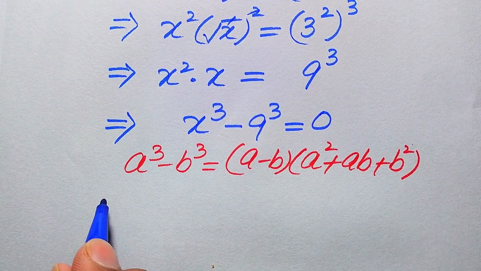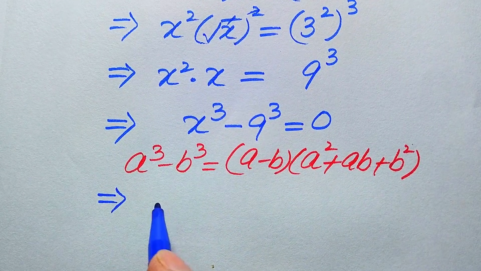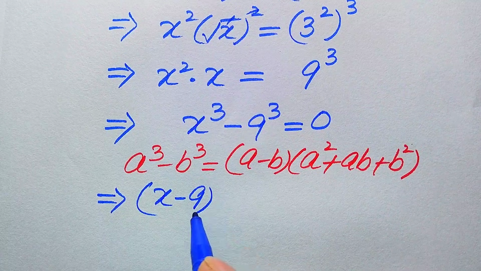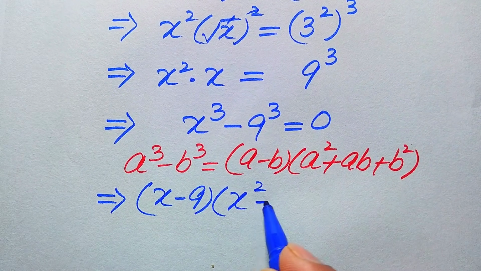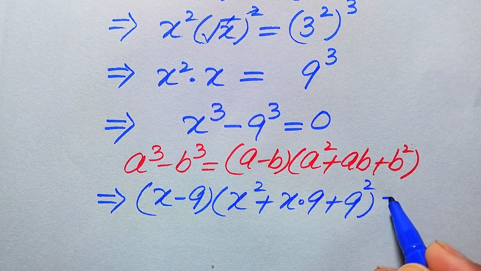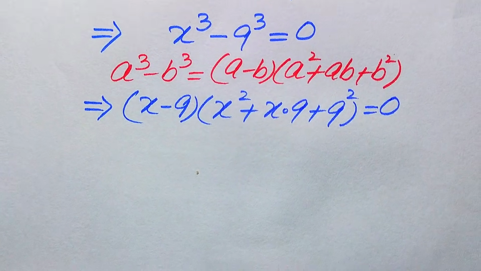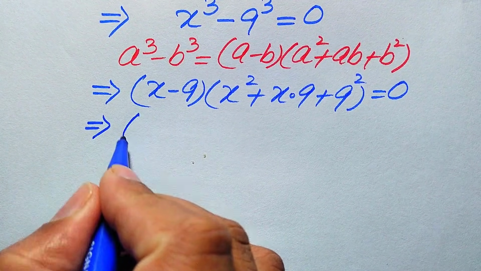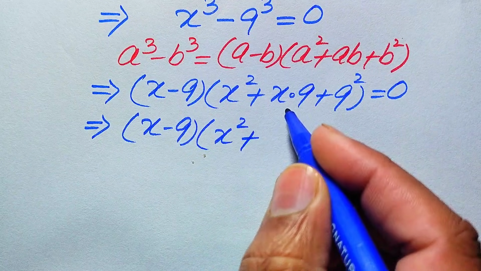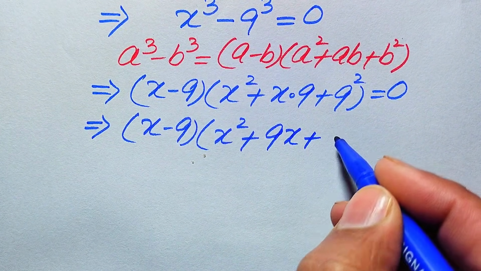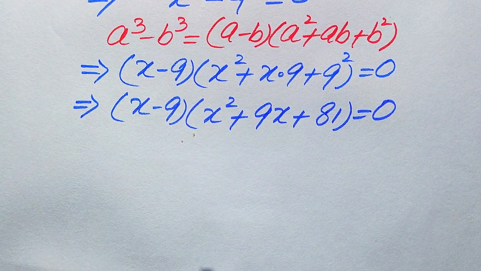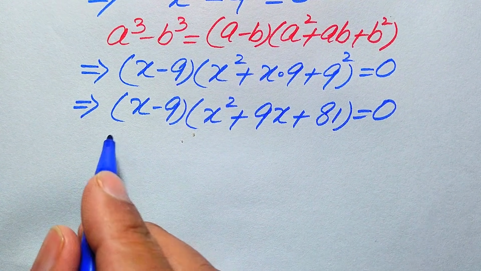So when we apply this cubic formula to the above equation, it will become a minus b, here x minus 9, times x squared plus x times 9 plus 9 squared, and this whole equation is equal to 0. And now in the next step we need more simplifications, and it will be written as x minus 9 times x squared plus 9 times x plus this 9 squared becomes 81, and this whole equation is equal to 0.